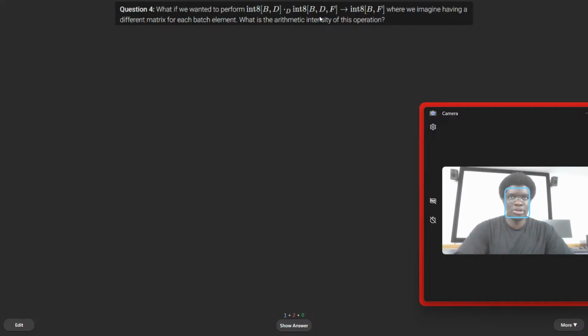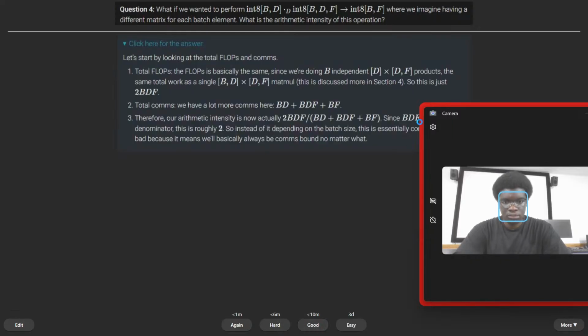It's definitely lower than the peak arithmetic intensity of our accelerator. So this will be communication bound, which is not good. Yeah, okay.